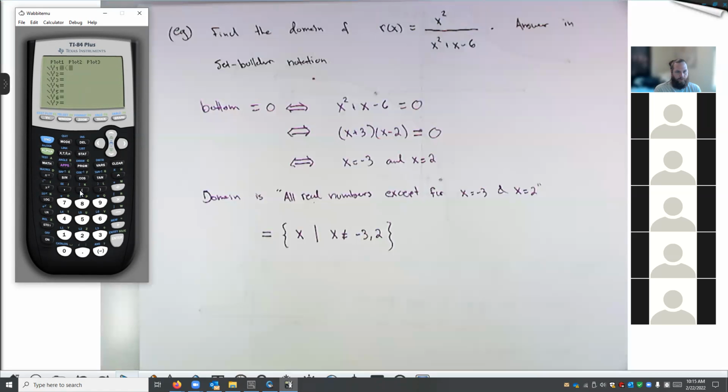Again, tops and bottoms in parentheses is good discipline. Let's use x squared, close, divided by parentheses, x squared plus x minus 6, close parentheses. There's the vertical asymptote at -3. There's the vertical asymptote at +2. And the horizontal asymptote would be the line y equals 1.